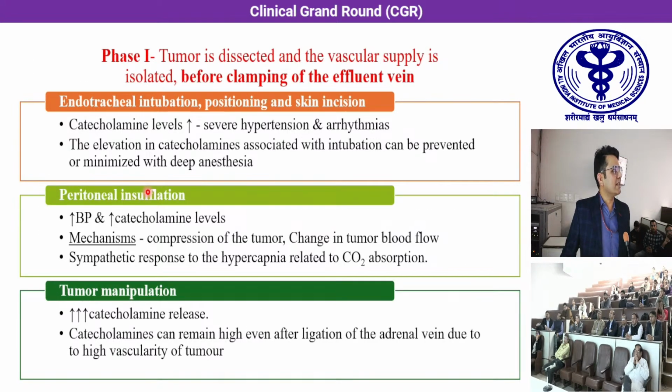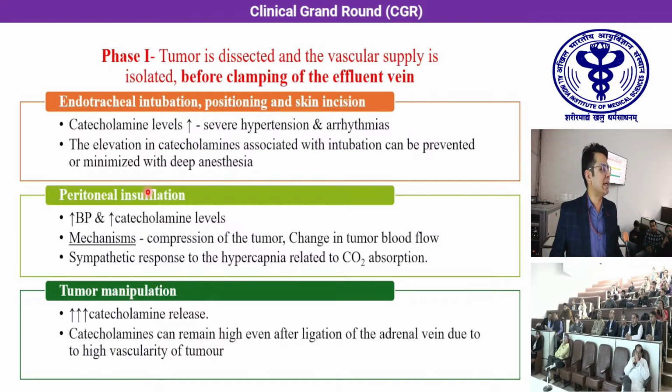So what are the 2 phases that we are really worried about? One is before the vein has been clamped. At that point of time, any stimulus in the form of endotracheal intubation, positioning, skin incision, peritoneal insufflation in case you're going for a laparoscopic surgery, or tumor manipulation before it's been ligated will cause a surge in the catecholamines because of the various reasons as mentioned here.